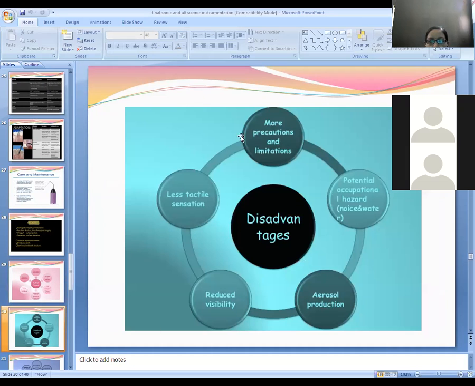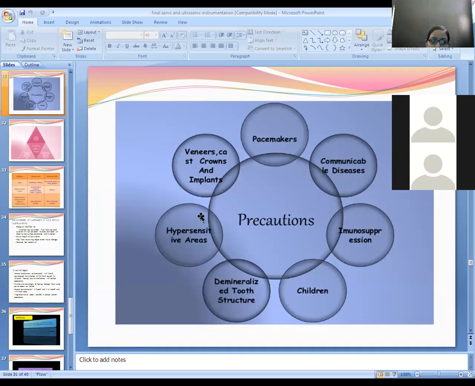What are the disadvantages? We have to take more precautions with some conditions, and there are some limitations for the ultrasonic instrumentation. There are potential occupational hazards, that is noise and water. Then aerosol production, that is the main disadvantage of the ultrasonic instrument. They reduce visibility and give less tactile sensation.